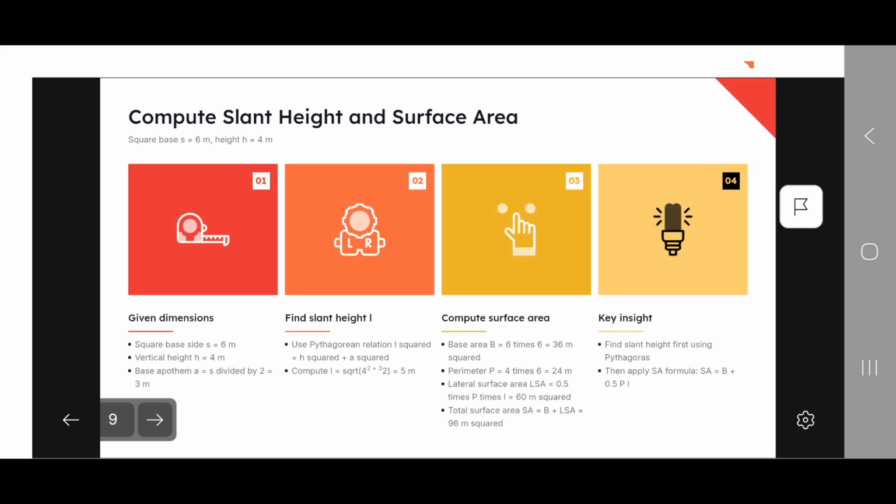So, compute slant height and surface area. Square base, s equals 6 meters, height equals 4. Given dimensions: see, we got our knowns. Square base side is 6. Vertical height is 4.